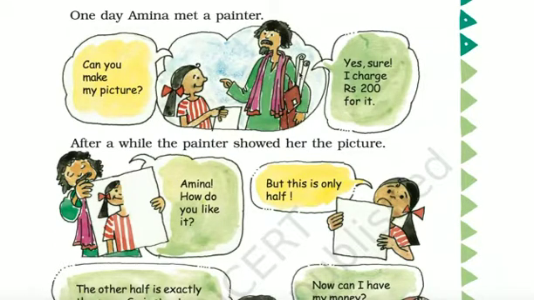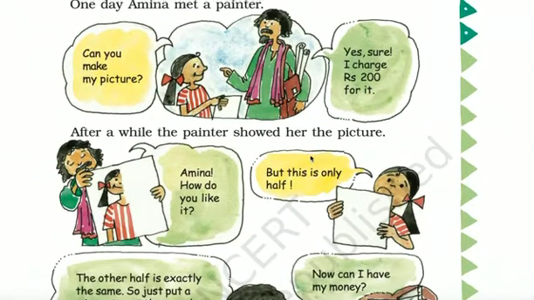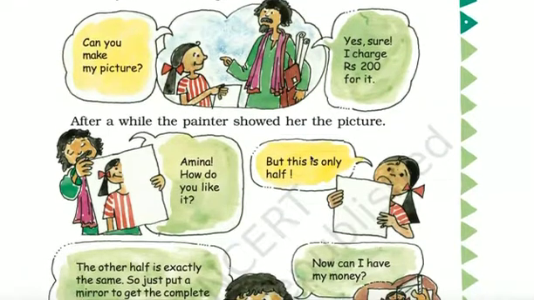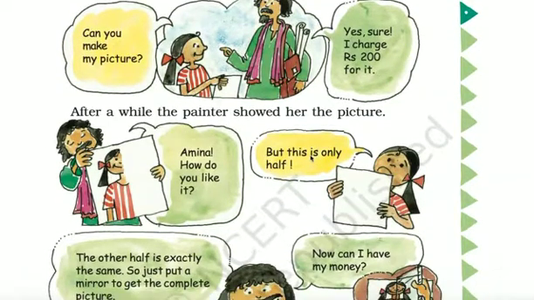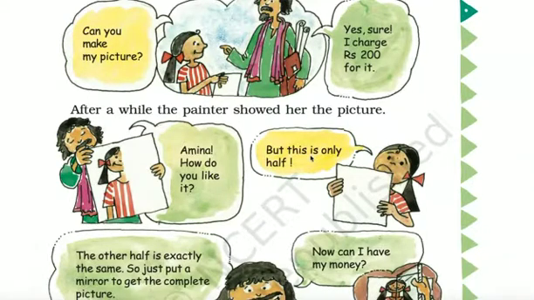Then what is this guy saying? Yes, for sure. I charge 200 rupees for it. Oh, he's too insane. He's asking 200 rupees from a little girl for her picture. After a while, the painter showed her the picture. And he's saying, Amina, how do you like it? Not look it, like it.